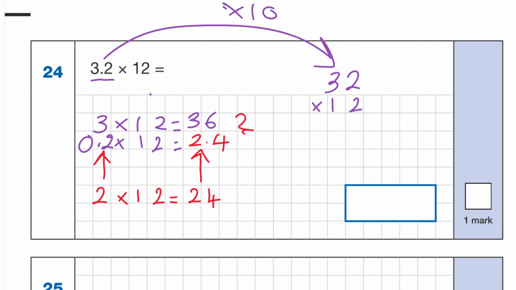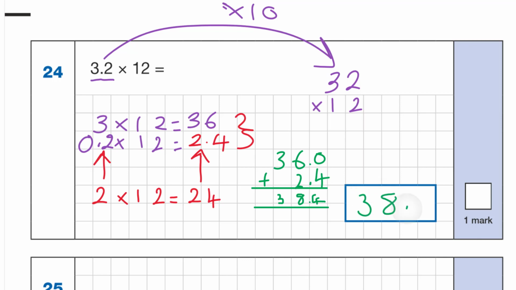Then you just need to add these two numbers together. So we're going to do 36 add 2.4. And in previous questions, you've seen that if I have a number with decimal places, I want all my numbers to have the same decimal places. So I'm going to just make that 36.0 plus 2.4. And then I can just start to add. So 4, 8 and 3, remembering my decimal point. My final answer is 38.4. Remember to put your decimal point clearly in the box.